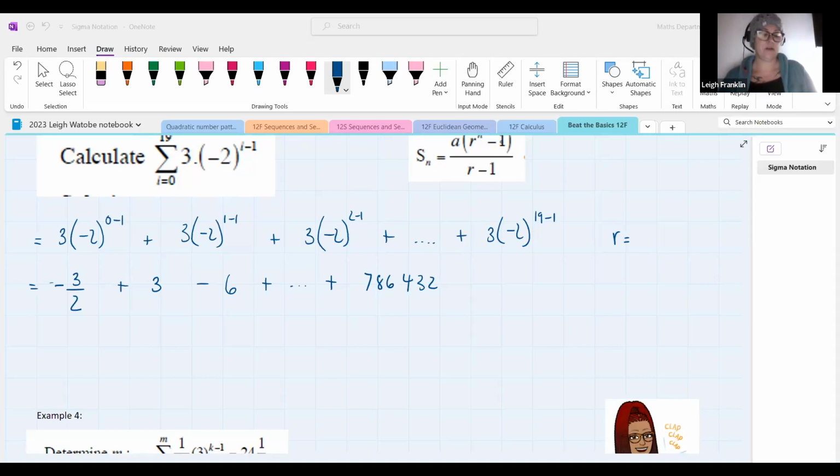How do we calculate R? Do you guys remember? The second term divided by the first term, fine, or the third term divided by the second term. Cool, that's also okay. Yes, all of those suggestions are absolutely fine. So you're going to divide a subsequent term by the previous term. All right, so what is the value of R in this case, guys?